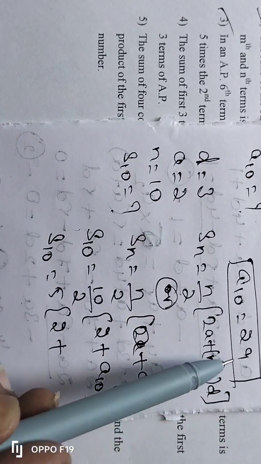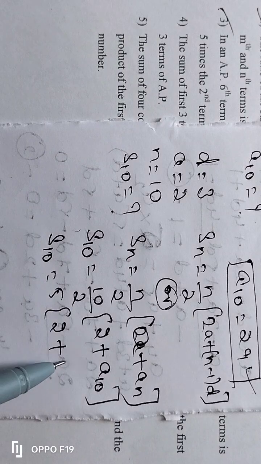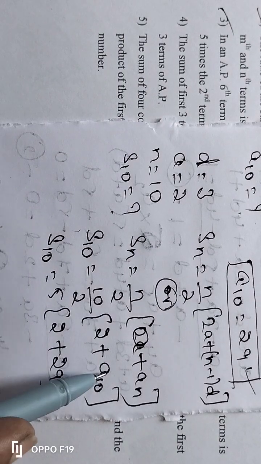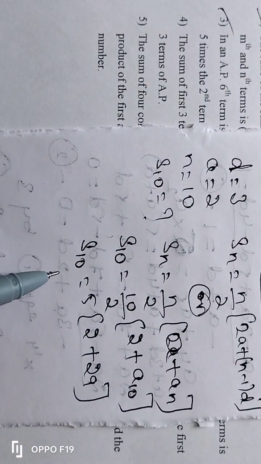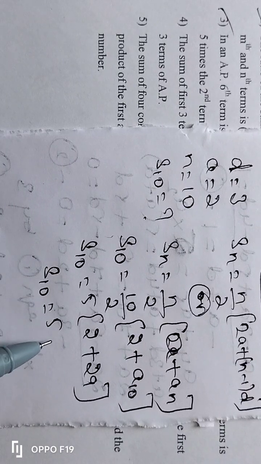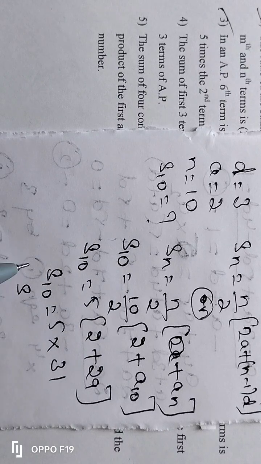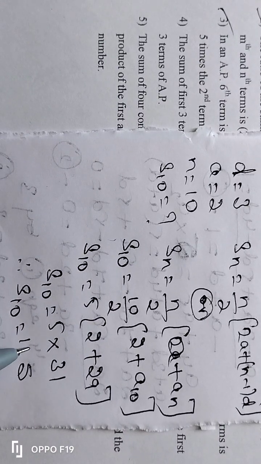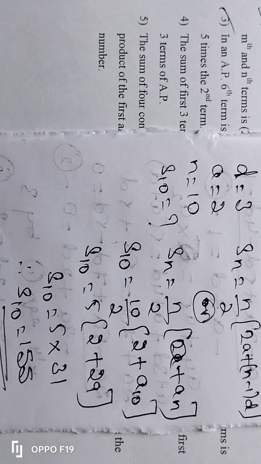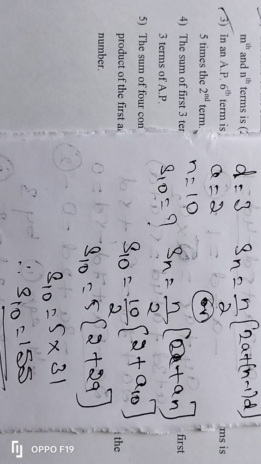Already we got the value. What is A10? It is 29. In place of A10 you substitute 29. S10 is equal to 5 into 29 plus 2 is 31. Therefore, S10 is equal to 5 ones are 5, 5 threes are 15. Therefore, S10 is equal to 155. Like this, we have to solve the third problem.